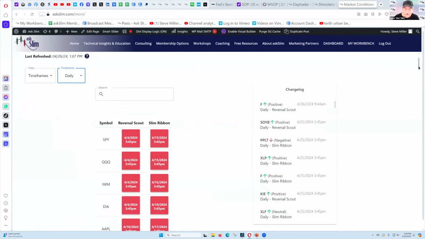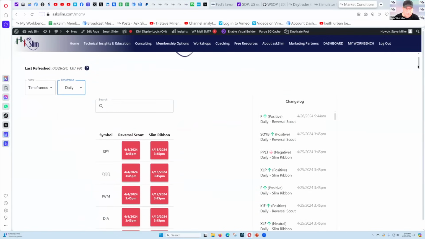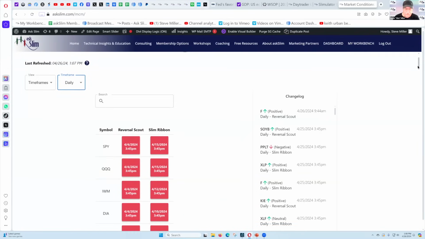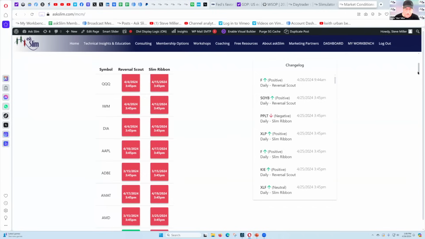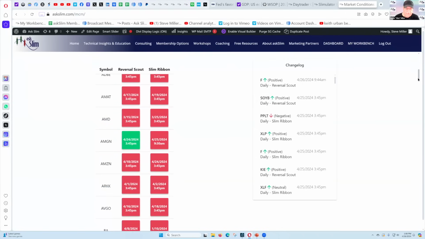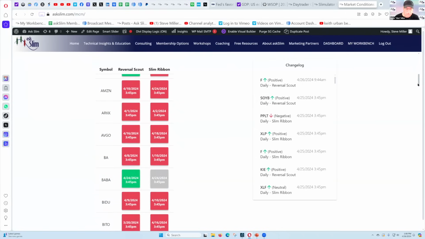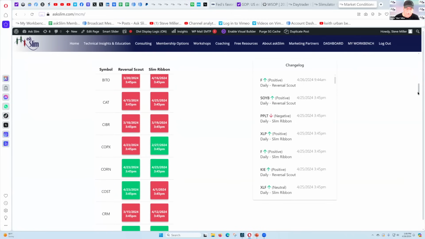Let's scroll down our entire focus list here, and you'll be able to see, looking at the daily time frames for the reversal scout and slim ribbon, which are the most negative coming across, and you can see which ones those are right over here. And then when you start to get some neutral to more positive readings, it'll start to show as I scroll down. And here you can see the positive.